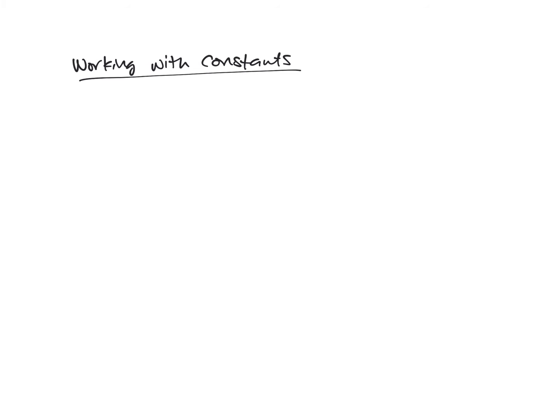Hi class. I noticed on the latest quiz that a couple people made the same mistake in working with constants, and so I wanted to give an explanation of how that mistake can arise and how you avoid it. So the issue here, what I should have written here, is working with constants when solving for explicit functions.